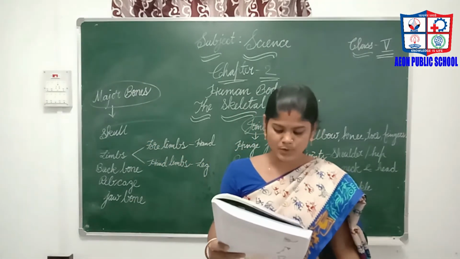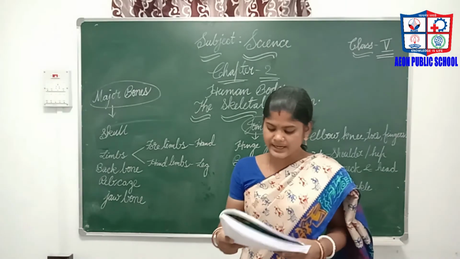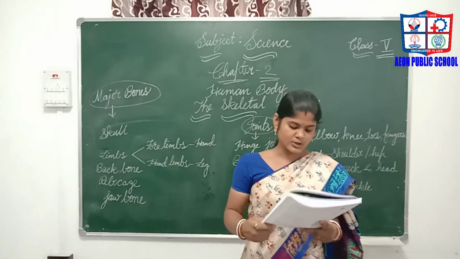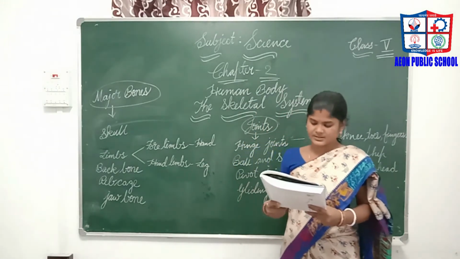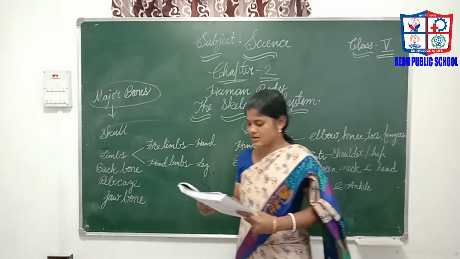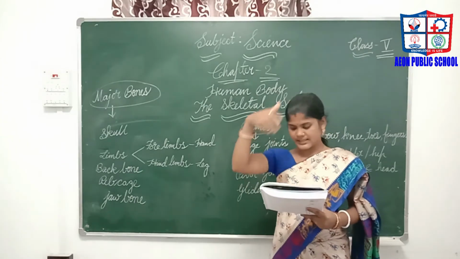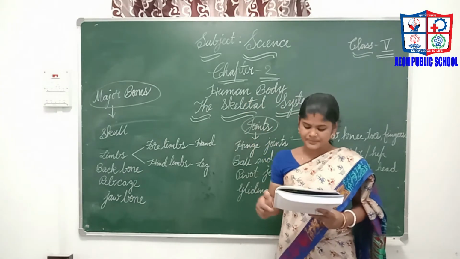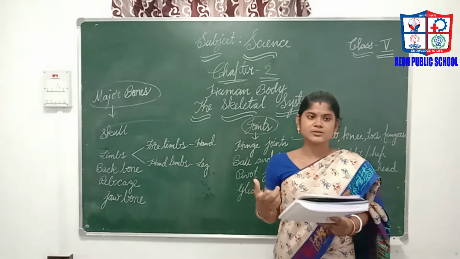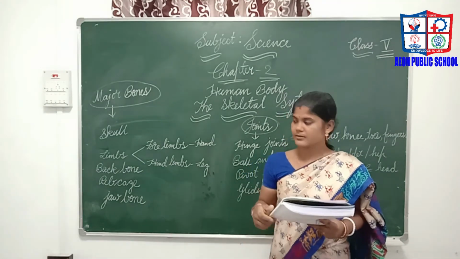The skull is the bony framework of the head. It covers and protects the brain. It also provides shape to the face. So the skull is the bony framework of the head part. In this head part we have the skull. It covers and protects the brain. So our brain is protected by our skull.